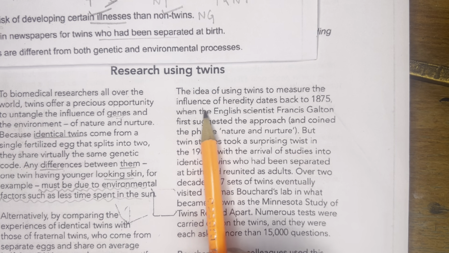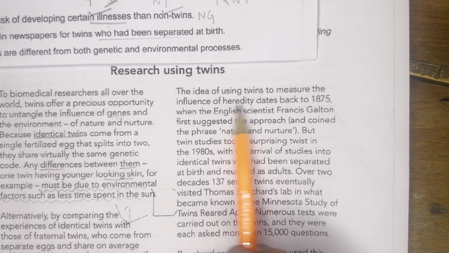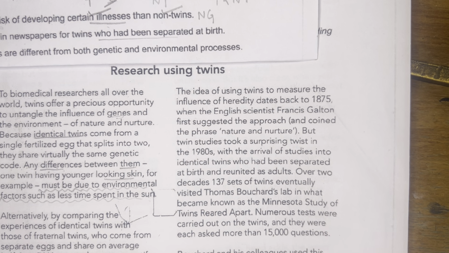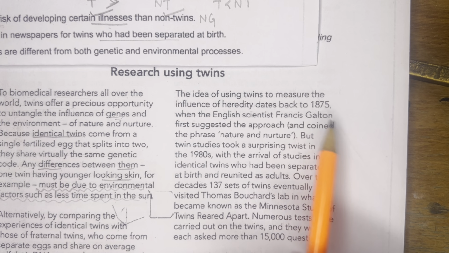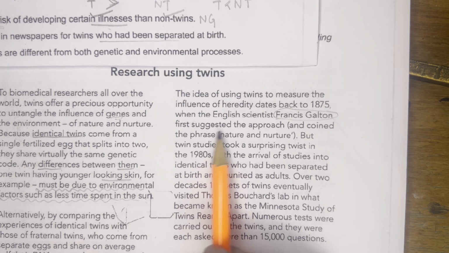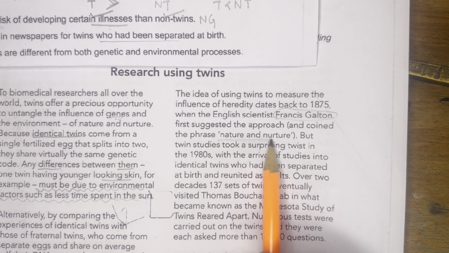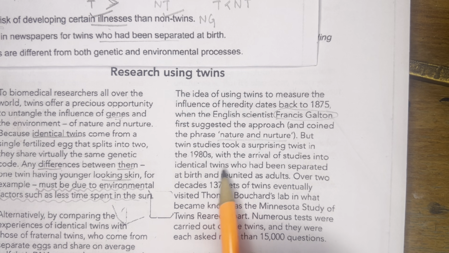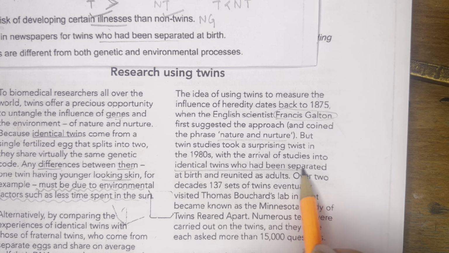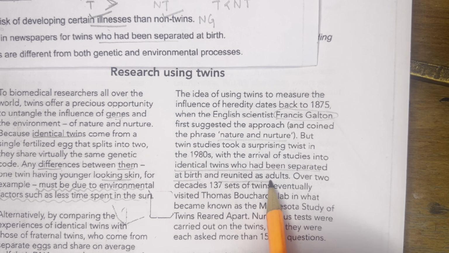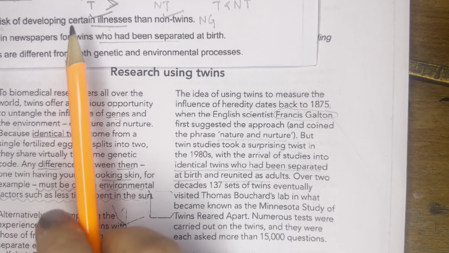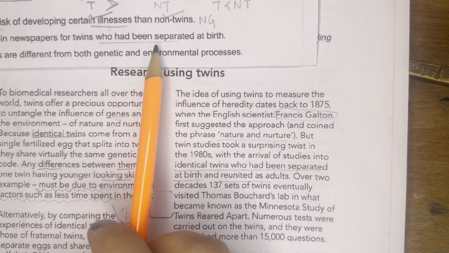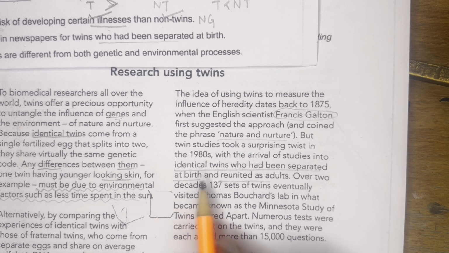The idea of using twins to measure the influence of heredity. Yes, here it comes. The influence of heredity dates back to 1875 when the English scientist Francis Galton first suggested the approach and coined the phrase nurture and nature. But twin studies took a surprising twist in the 1980s with the arrival of a study into two identical twins who had been separated at birth and reunited as adults. So here comes our location, which talks about twins separated at birth.